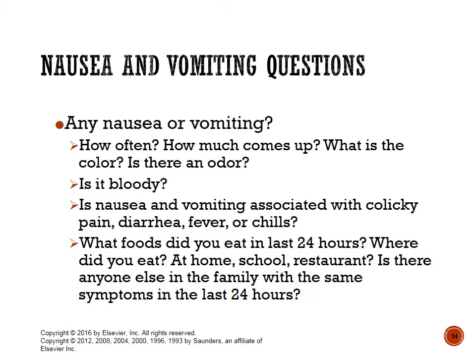We need to ask them if they've had any nausea and vomiting, and if they have, we have tons of questions that we have to ask to follow that up. How often? What does it look like? What does it smell like? Are we also having diarrhea, fever, and chills along with this nausea and vomiting? And then also get a little history of what they ate in the last 24 hours, because this could be something related to food poisoning.